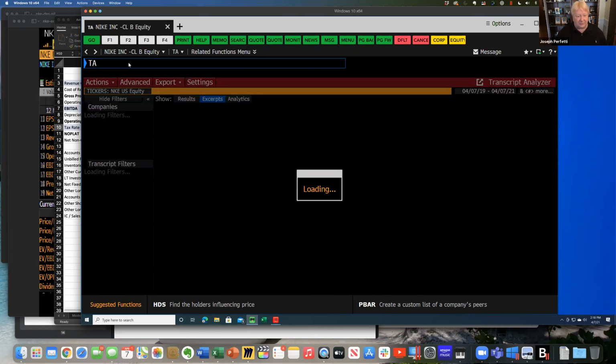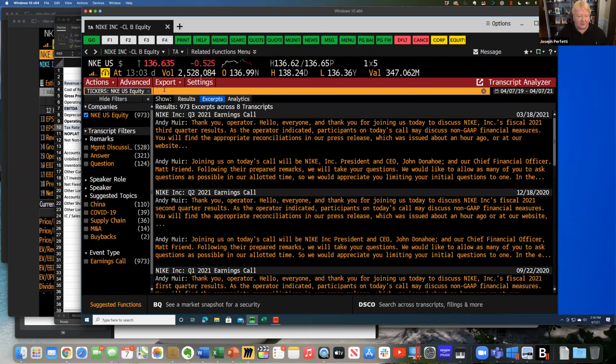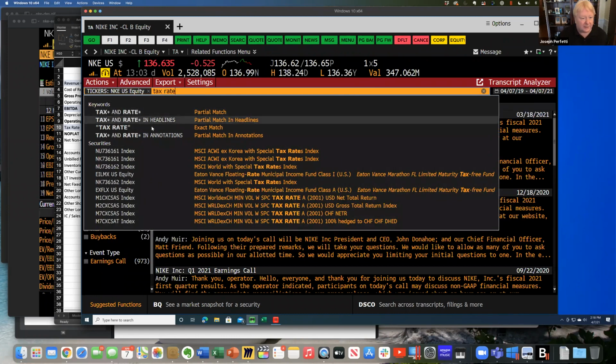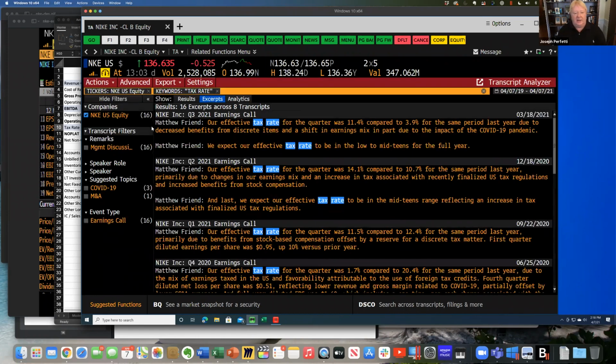Now I'm going to search through the transcripts. These are the Nike transcripts for tax rate. I want to do this as an exact match. And so this was the tax rate mentioned in the calls. So in the last earnings call, they talked about tax rate a couple times and said effective tax rate to be the low to mid-teens. Okay.